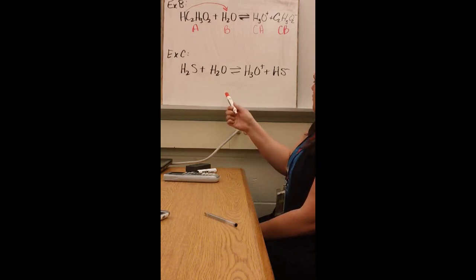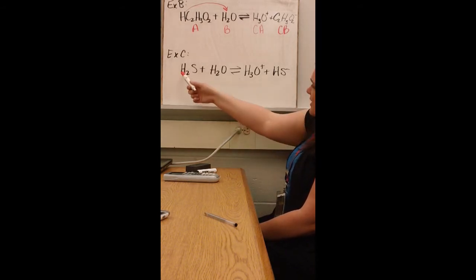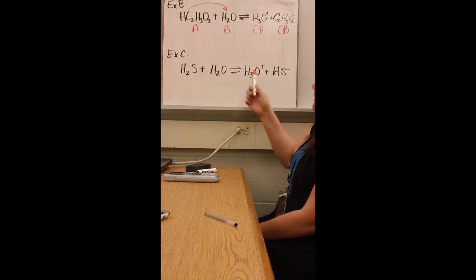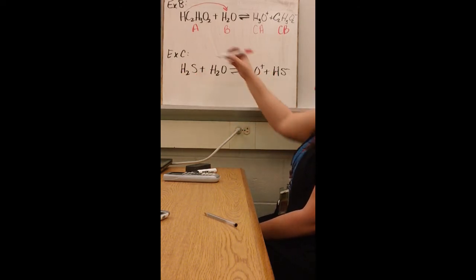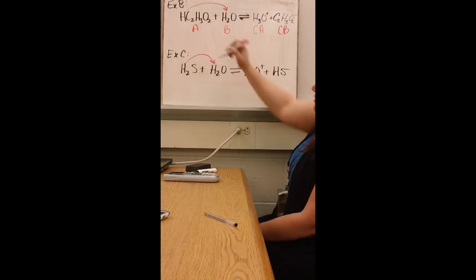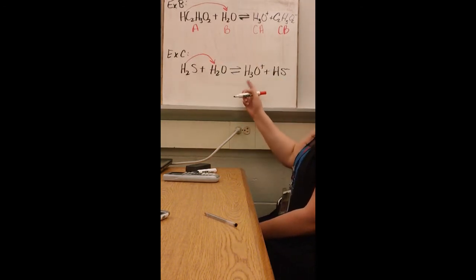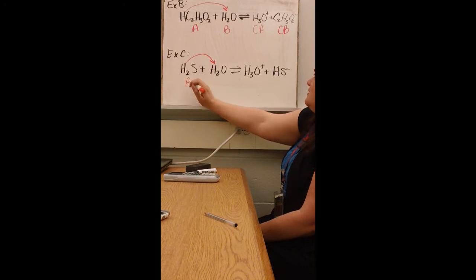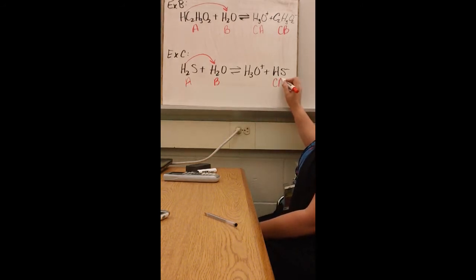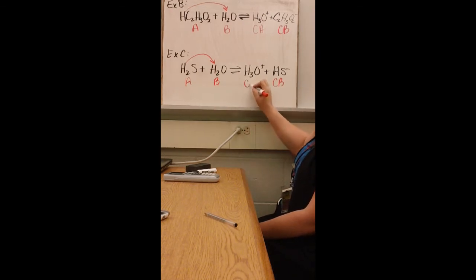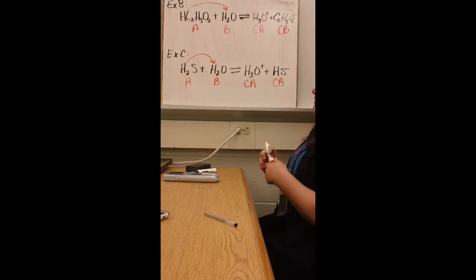In C, we're going to have a similar example where you have H2S in water, making H3O+ and HS-. So here we see that H2S lost 1 H, and so it gave a hydrogen away to the water, which now has 3. So here you have an acid, the base, the acid becomes a conjugate base, the base becomes a conjugate acid. And that is the Bronsted-Lowry definition.